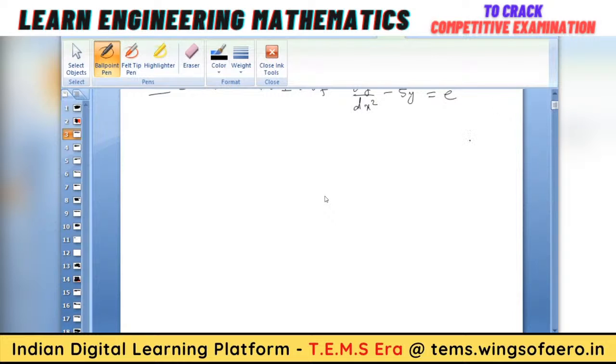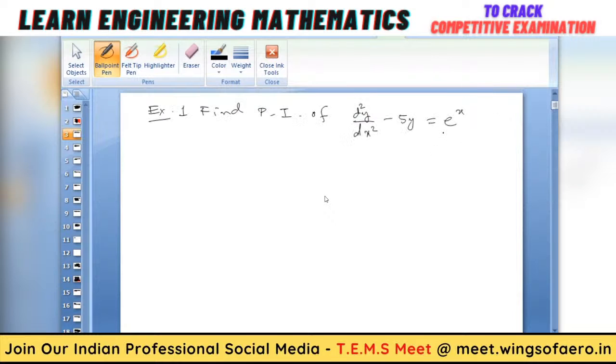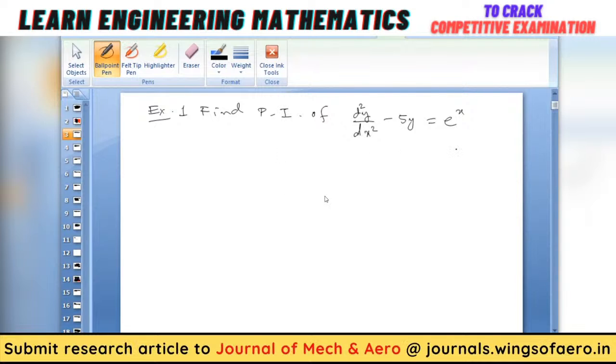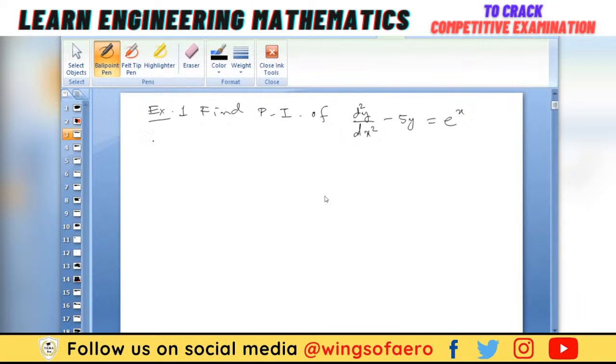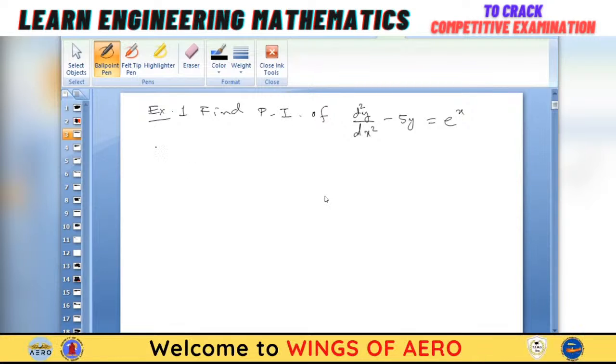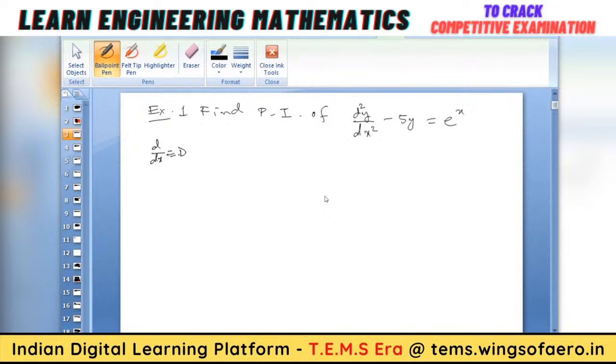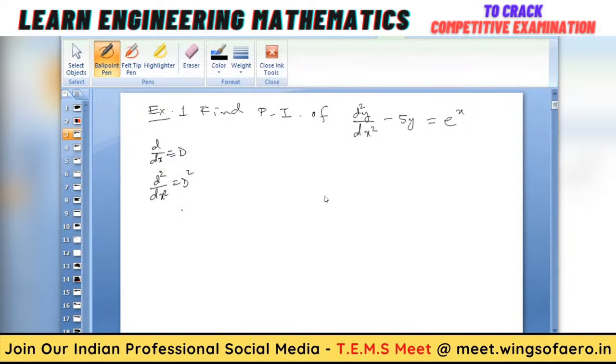Example. What is the PI of this one? First of all, just write it down. These equations I already told you in the last class, that is d/dx, you can consider it as capital D. Okay, d2/dx2, you can consider it as D square, and so on.